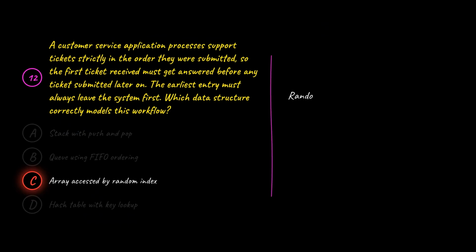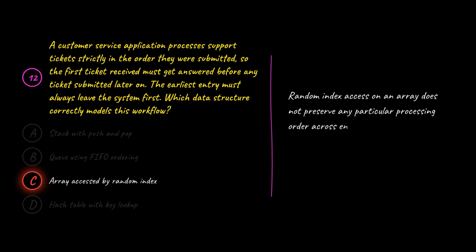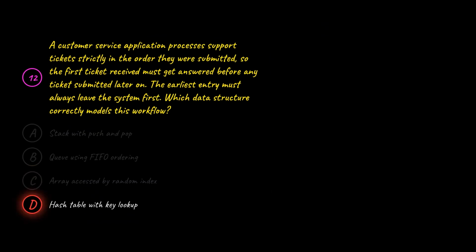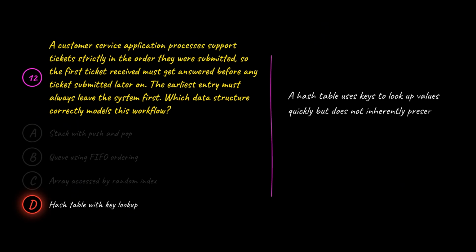C is wrong because random index access on an array does not preserve any particular processing order across entries. Without enforced ordering, tickets could be handled out of sequence, violating the fairness the application requires. D is wrong because a hash table uses keys to look up values quickly, but does not inherently preserve insertion order. This structure optimizes lookups, not sequential first submitted processing of items as the scenario requires.